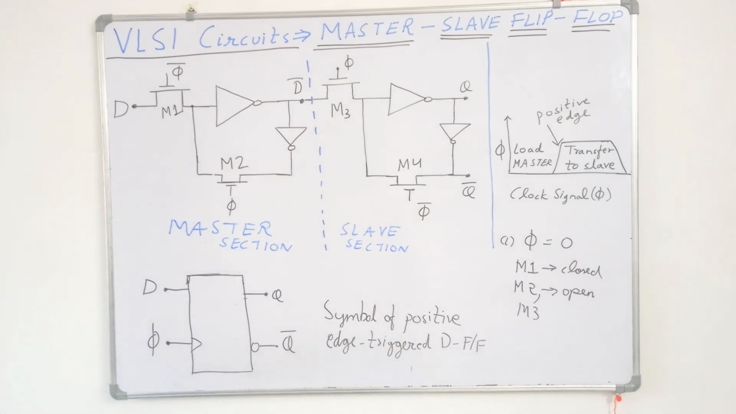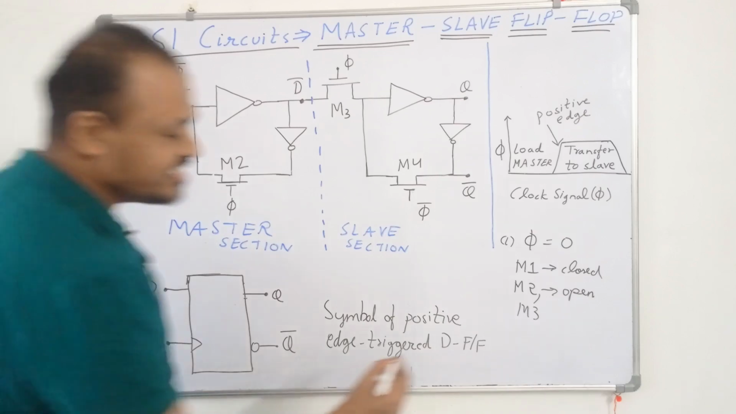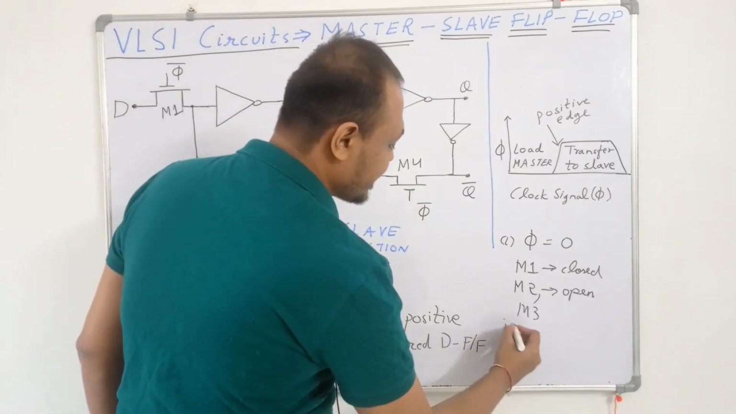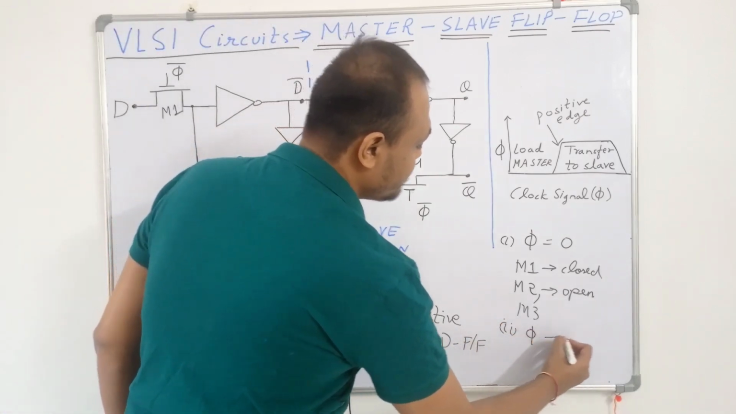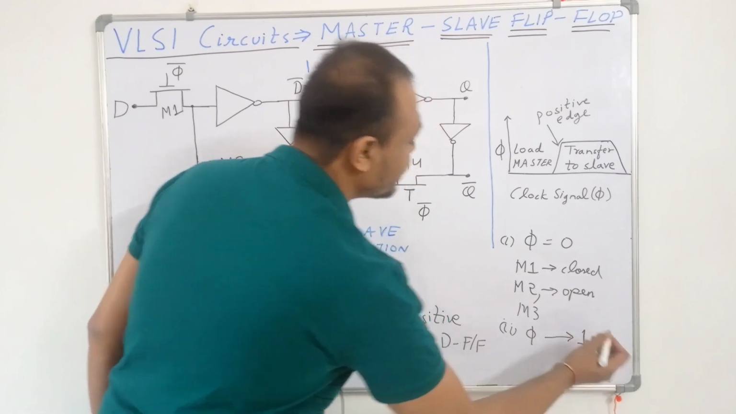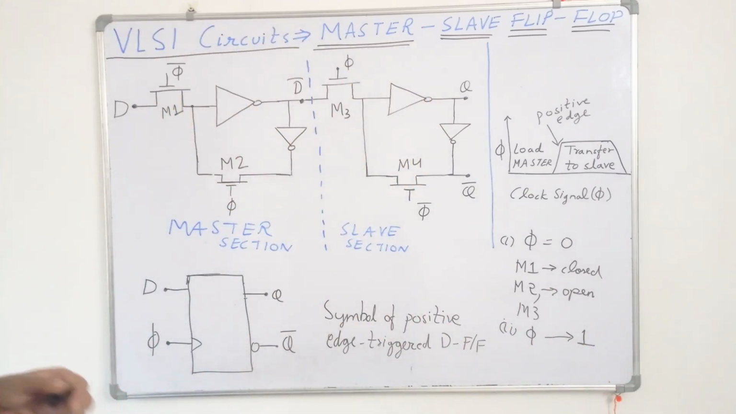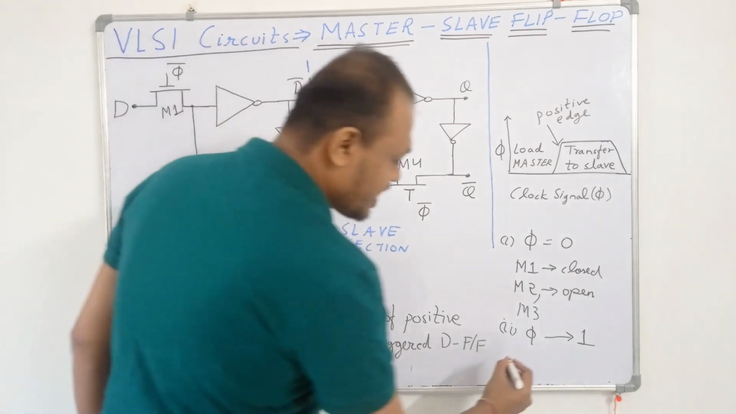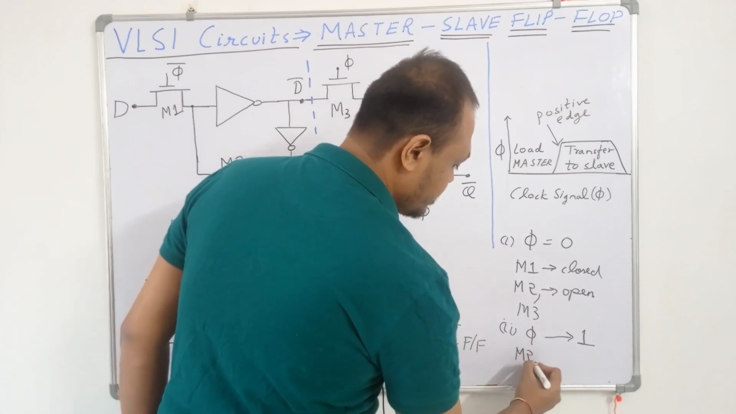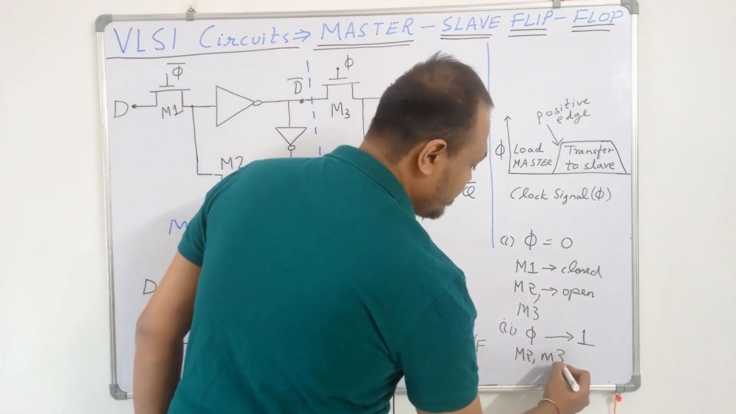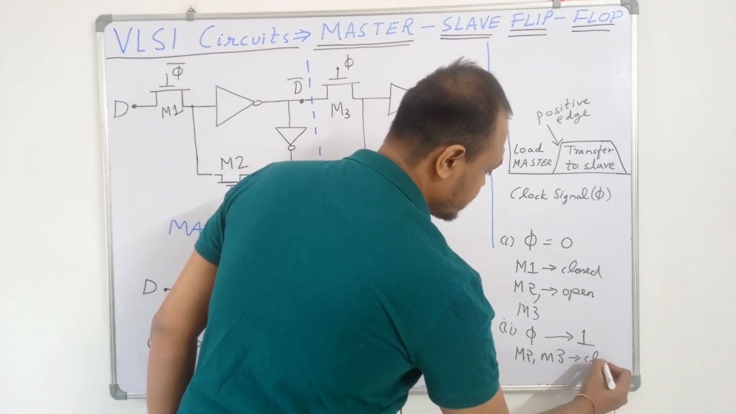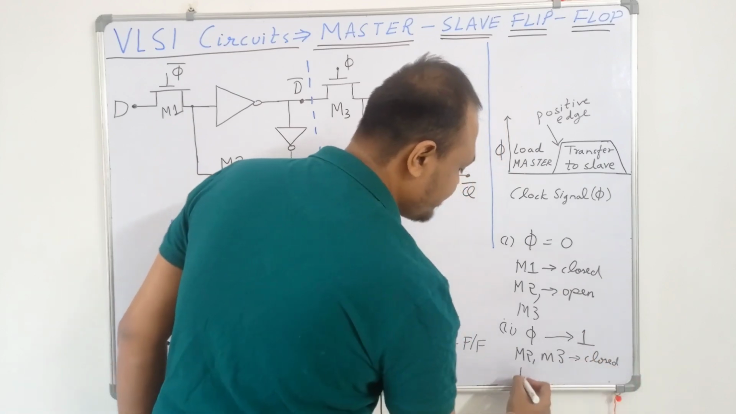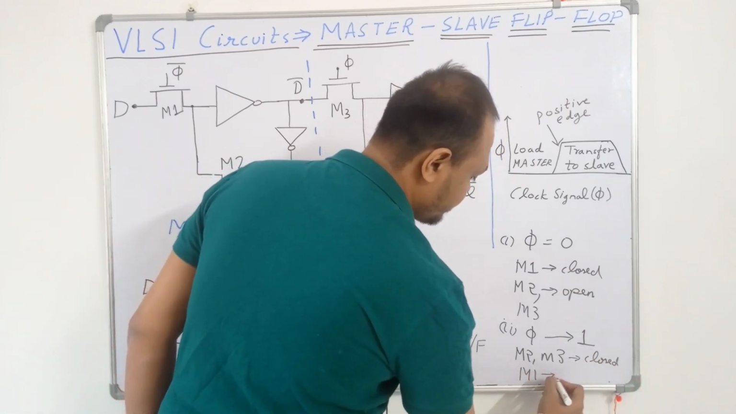Then in the next state, the clock signal makes a transition to 1. So in the second state, phi makes a transition from 0 to 1. That is, a positive edge has occurred. During this time, M2 and M3 will be closed, whereas M1 will be open.